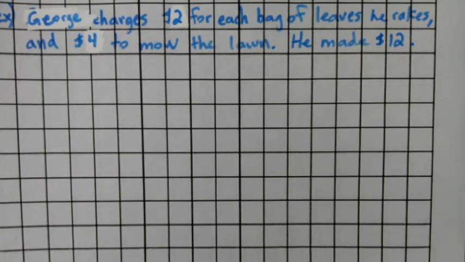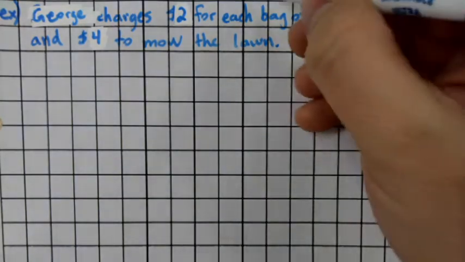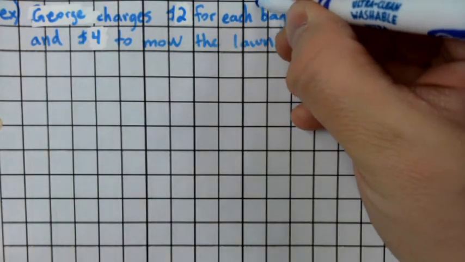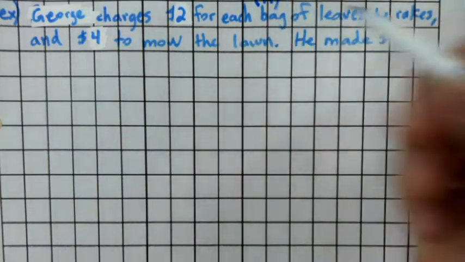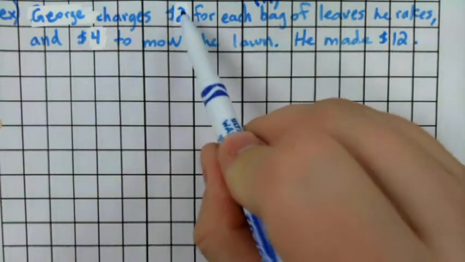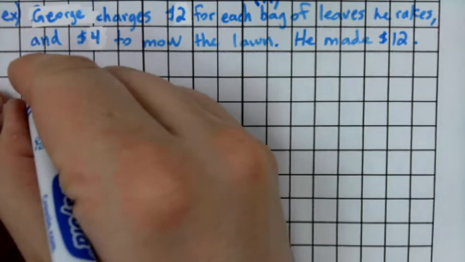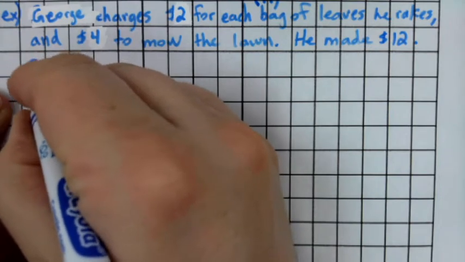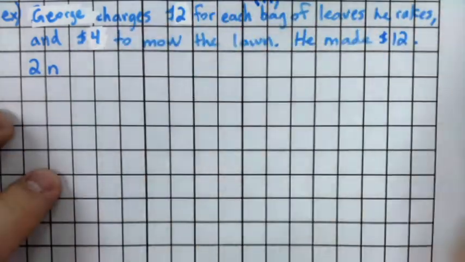Just looking at this, it says that George charges $2 for each bag of leaves. Each bag of leaves tells us that there's going to be some number of leaves. That's going to be our n. And how much gets charged? Well, $2 for each of those, so $2 times the number of bags. So to start off, our equation is going to be 2 times n, the number of leaves that it is.